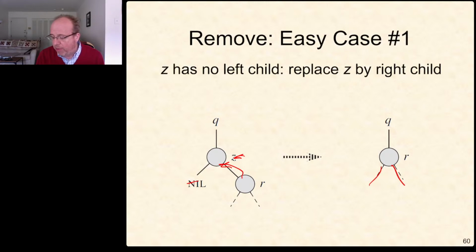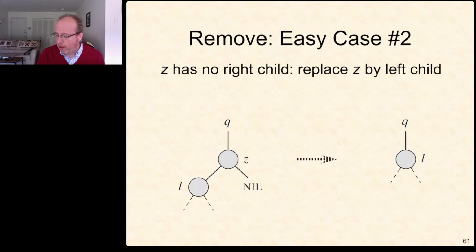We're not losing any information because we just had something that didn't point to anything anyway, so it doesn't matter if we keep it around. Same thing if it happens to be the other way. If it doesn't have a right child, just replace it by the left child. So this is the one we're getting rid of. We just promote this up, and whatever was underneath it continues to be underneath it.